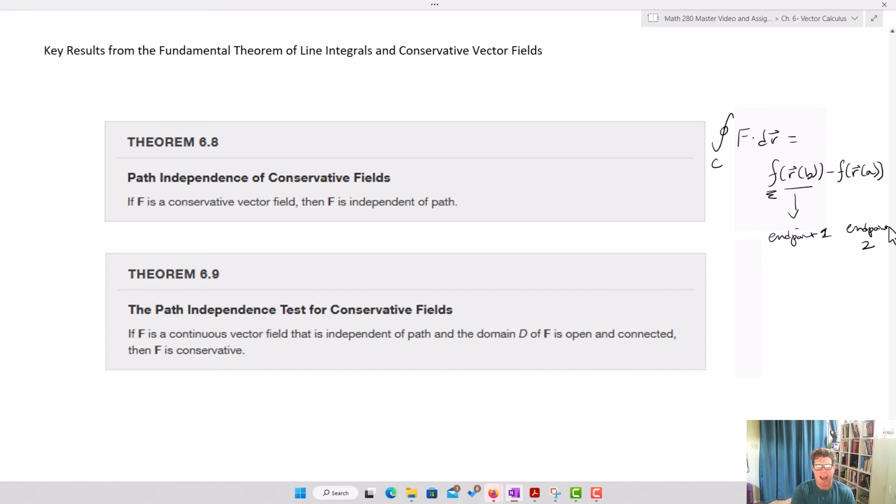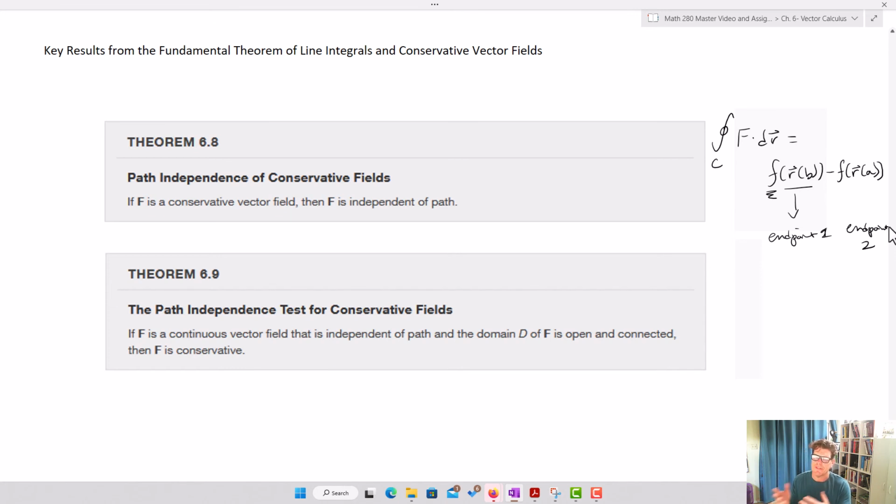Consequently, if f is a continuous vector field that is independent of path, and the domain D is open and connected, then f is conservative. That second point is really important: it needs to be open and connected. As long as we don't have any holes inside the field, or bubbles inside a three-dimensional field, we end up having a conservative vector field as long as it's independent of path.